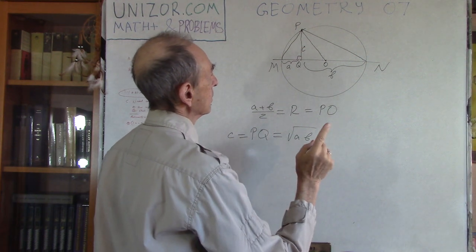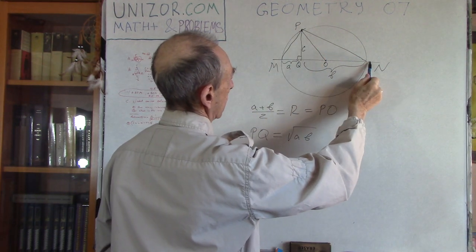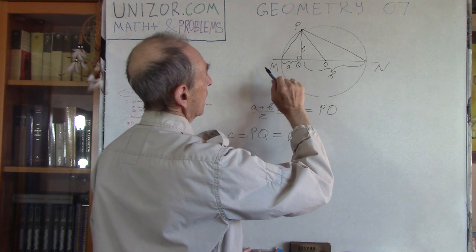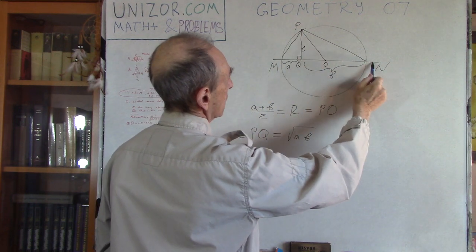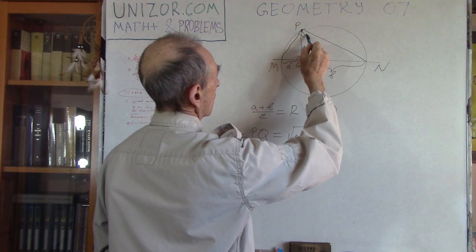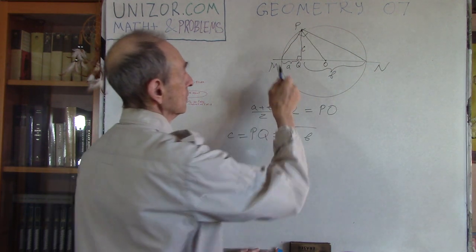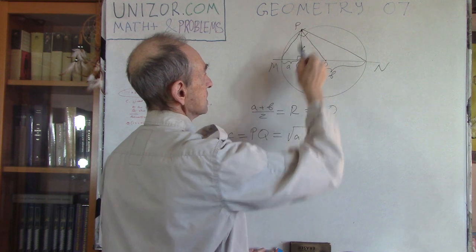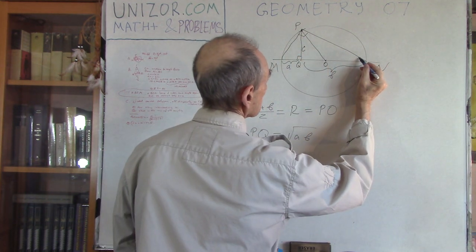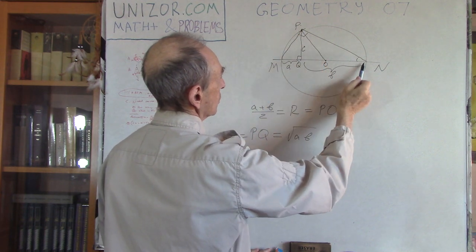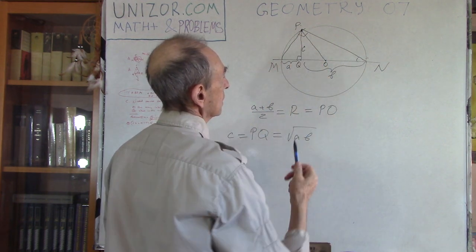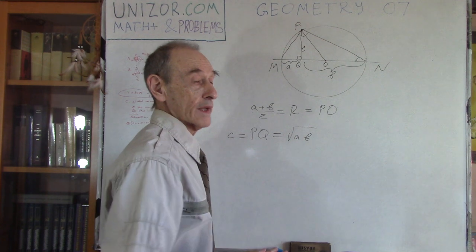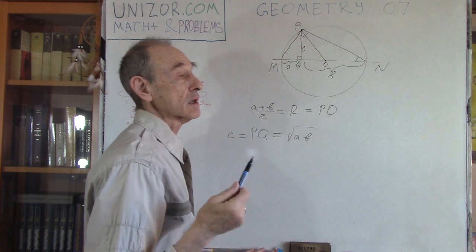Okay, now consider triangle PQN, which is a right triangle because this is a right angle, and triangle PMN, which is also a right triangle because this angle is supported by a diameter, half of the circle, so this is 90 degrees. But they have a common angle, right? So again, PQN and PMN are two right triangles with the same angle, which means all angles are the same, which means the triangles are similar.